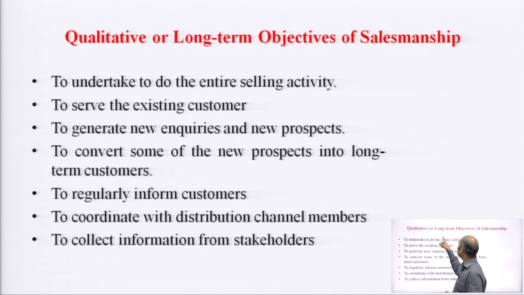Now the qualitative or long term objective of salesmanship. There are certain qualitative and long term objectives to undertake the entire selling activities. So what you have to do is the entire selling activities. You have to do each and everything. What is each and everything?